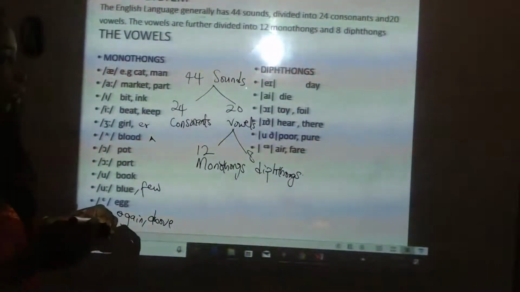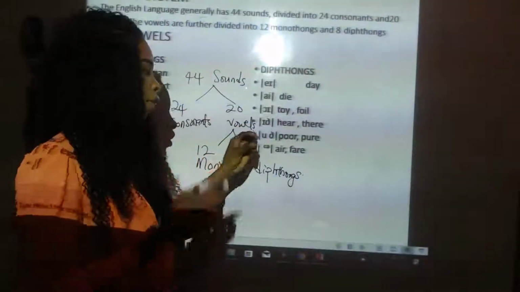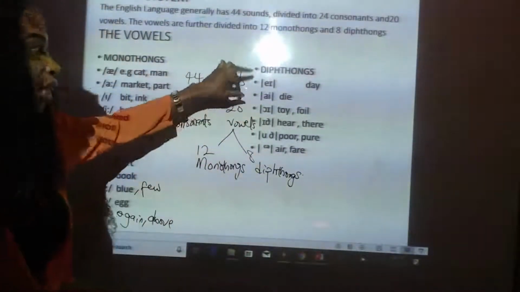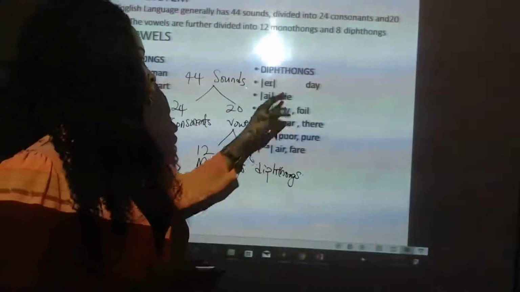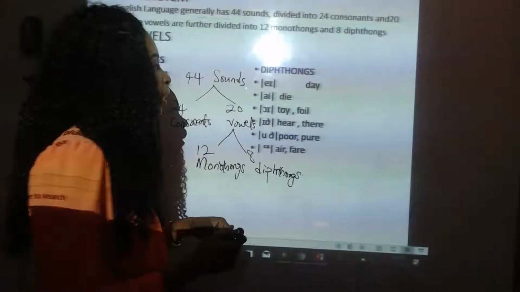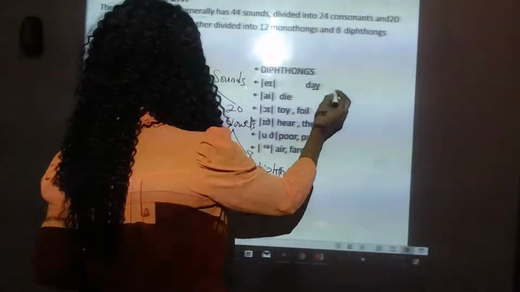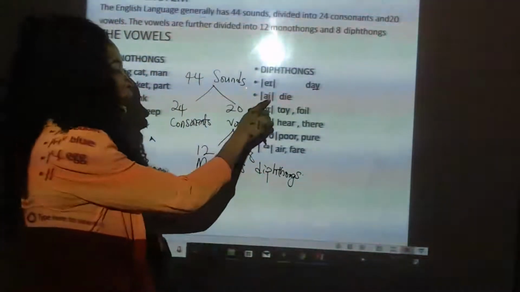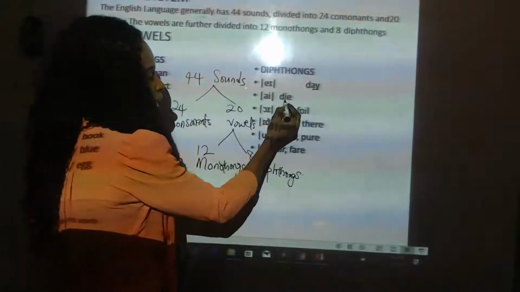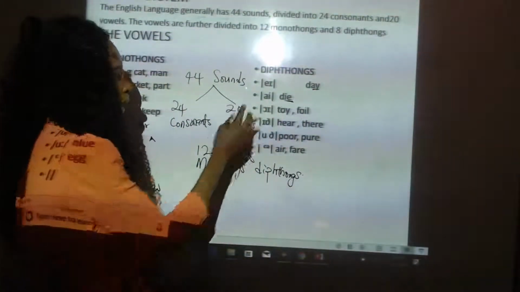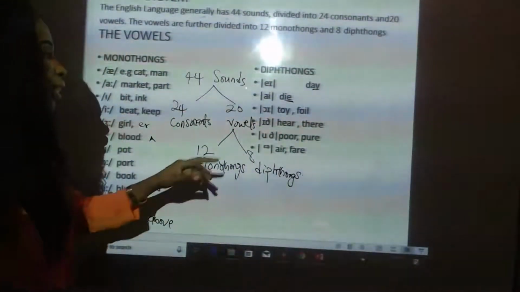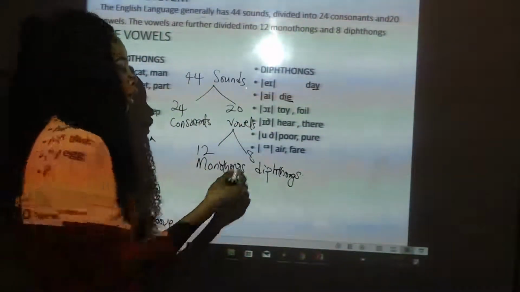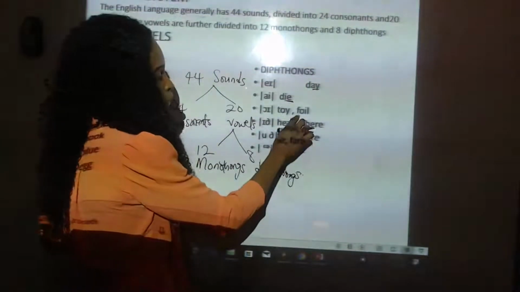Next, we move to the diphthongs. The first diphthong is a. The diphthong a. Example, the word day. This ay in this word is making the sound a. Next, we have i. And ie here is making the sound i. Next is the diphthong oi, oil. For example, toy, foil.